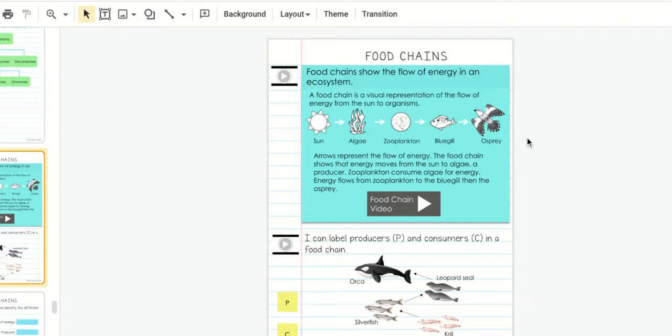The arrows in a food chain represent the flow of energy. The food chain shows that energy moves from the sun to algae, a producer. Zooplankton consume algae for energy, and then energy flows from the plankton to the bluegill, then to the osprey.